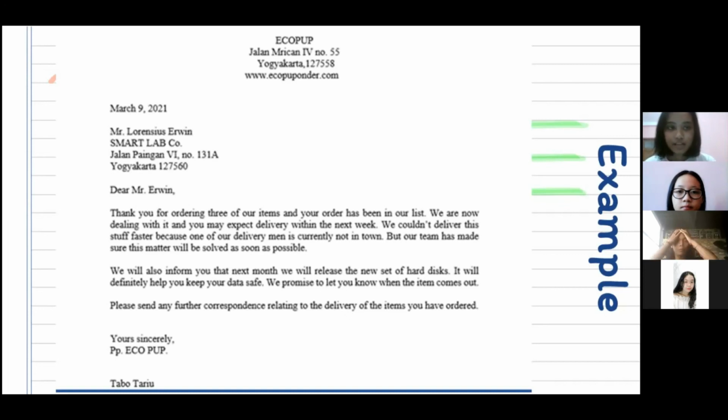And after that, you could offer another product that you want to offer to them, but this is optional. And after that, it's a closing and a signature.